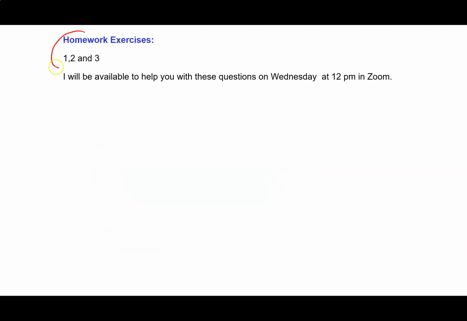Okay, so this is an abstract concept. You should have an attempt at these first three problems here, and we'll be going through that in the Zoom session on Wednesday.